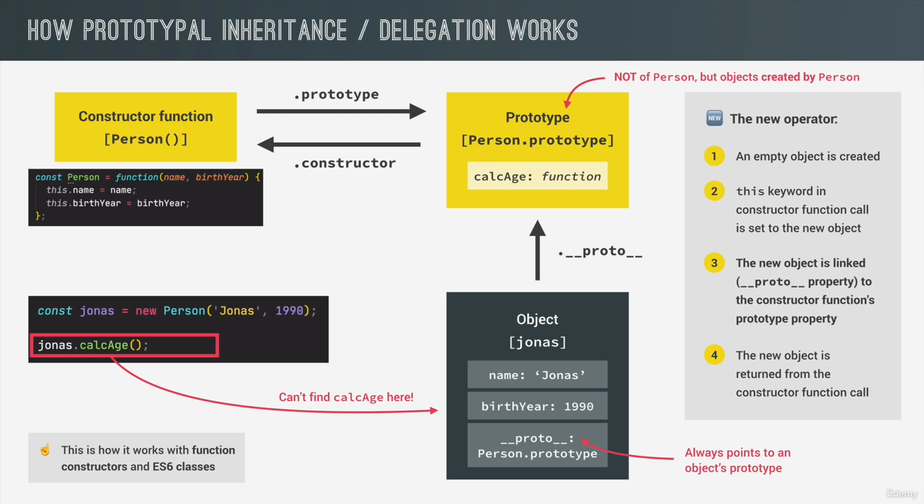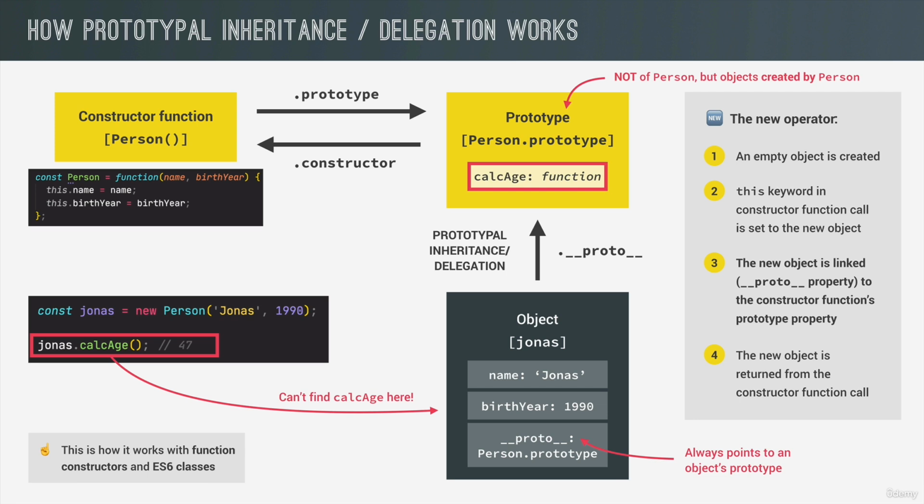Well, if a property or a method cannot be found in a certain object, JavaScript will look into its prototype. And there it is. So there is the calcH function that we were looking for. And so JavaScript will simply use this one. That's how the calcH function can run correctly and return a result. And the behavior that we just described is what we already called prototypal inheritance or delegation. So the Jonas object inherited the calcH method from its prototype. Or in other words, it delegated the calcH functionality to its prototype.